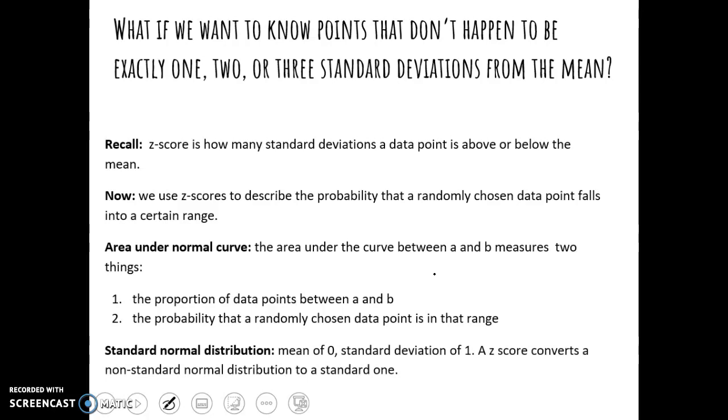Now we have something called a standard normal curve. That's a special normal curve where the mean is 0 and the standard deviation is 1. And that means a z-score converts a non-standard normal distribution to a standard one. What that means is you could convert any normal curve to a standard normal curve by finding the z-score for each value.